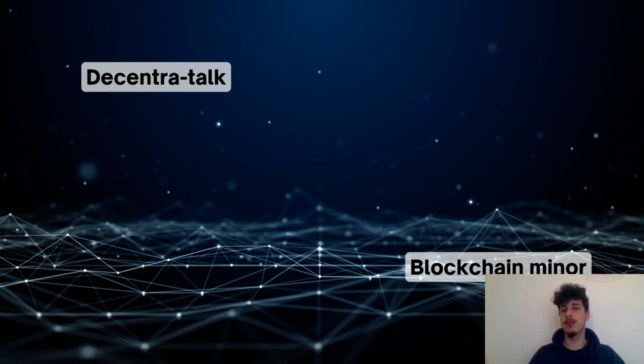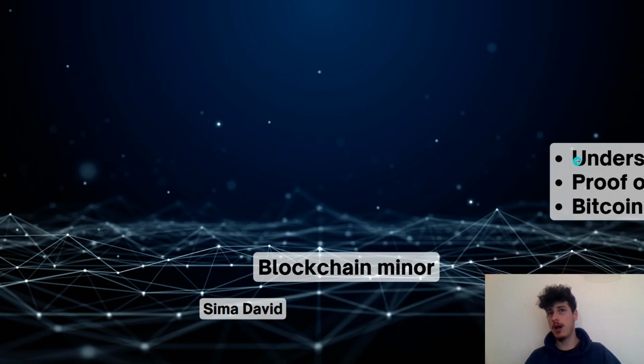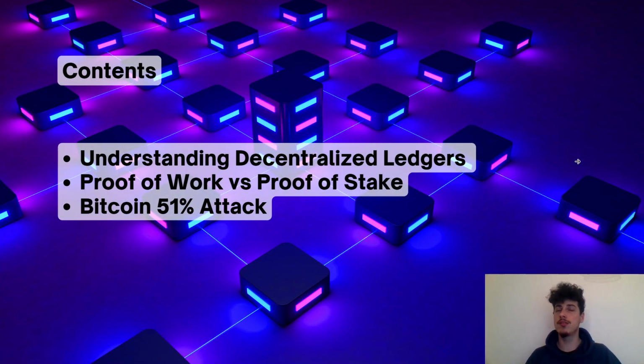This episode is a pilot as part of my blockchain minor, which I am completing at the University of Applied Sciences. In today's episode, I would like to discuss understanding decentralized ledgers. Then I will continue with describing in depth the proof of work consensus mechanism and how it is intrinsically different from the proof of stake mechanism.